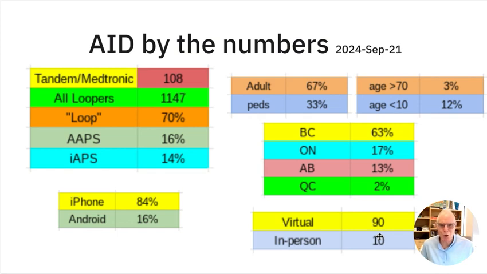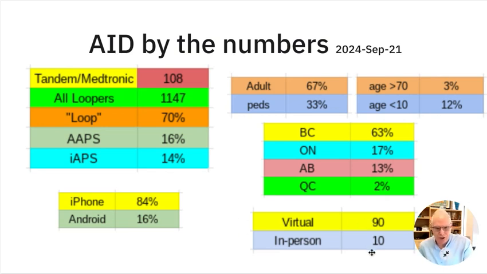In preparation for this talk, I did a snapshot of our clinic about a month ago. And at that time, we had 108 clients on either Tandem or Medtronic, and we had 1,147 on Loop. Of those, 70% were using the Loop app, which will be the focus of most of my talk today, running on an iPhone. 16% are running Android APS on Android phones, and 14% on iAPS. You can see the distribution is mostly iPhone dominated. It's 2/3 adult, 1/3 pediatric. 3% are over the age of 70, 12% under 10.